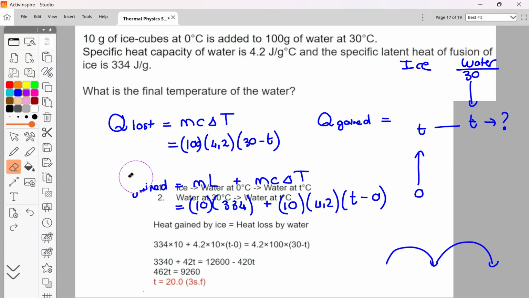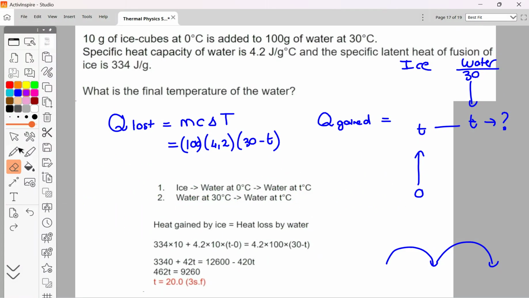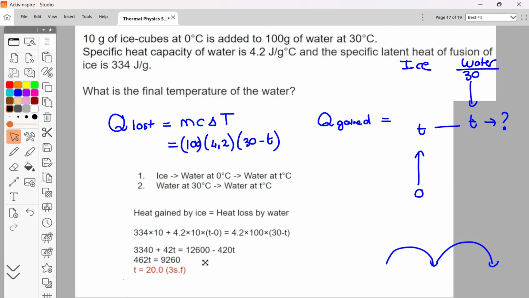So you put the two together and you just solve for T. And then you don't have to worry about negatives and what you need to do, because the temperature is T minus 0, 30 minus T, and you get your answer perfectly right.